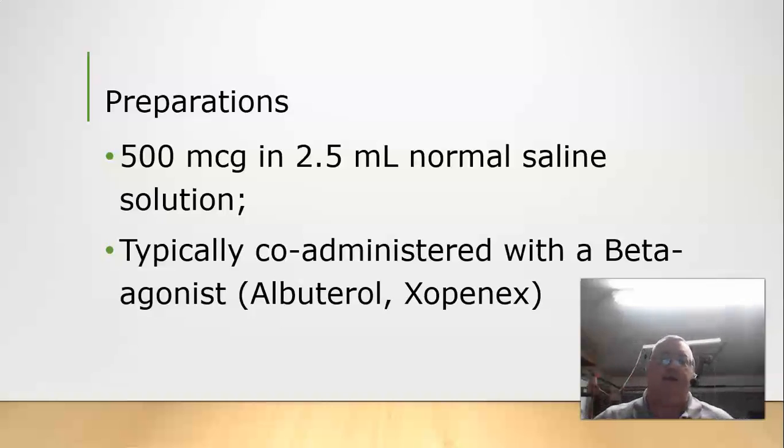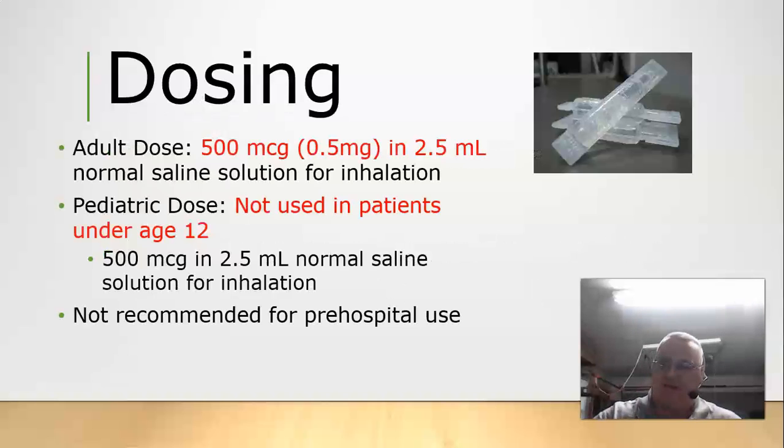Xopenex, by the way, what's Xopenex? Xopenex is like albuterol and steroids with none of the side effects. Well, Scott, why don't we use Xopenex? Well, the reason we don't use Xopenex is because albuterol is like $1 a vial, and Xopenex is like $25 a vial. So that's usually why they don't have Xopenex.